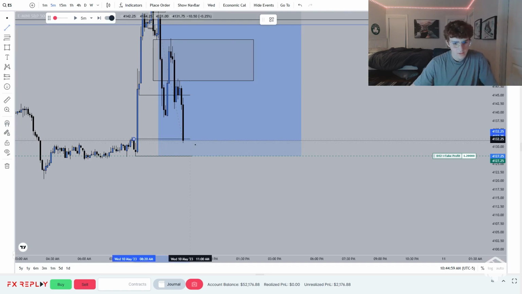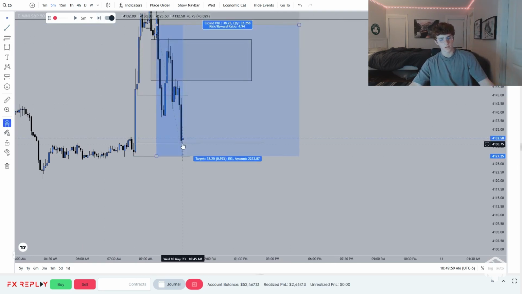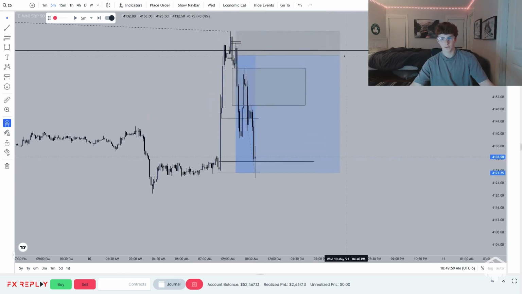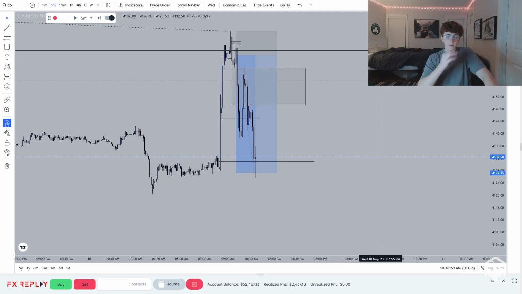Let's see if we can close beneath this low, or actually wait, not that low. This low, because this is the bottom of the imbalance. That would give a market structure shift, and we didn't even do it. We just completely took it out to take profit. So this is actually a crazy example of my model. Not every trade is going to be exactly like this, but this is a beautiful trade here.